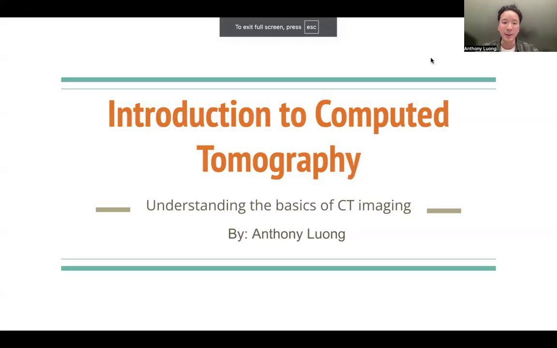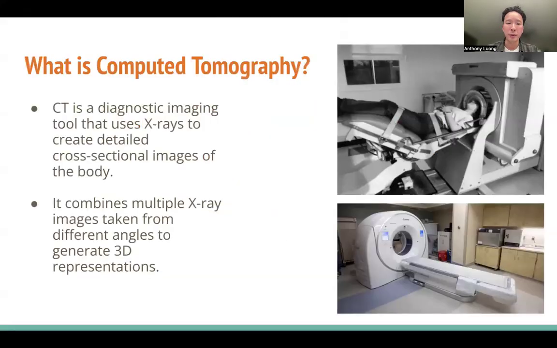My name is Anthony Lung, and today I'll be teaching you about computed tomography and the basics of what CT imaging is all about. So, to start off, what is CT? CT is basically a diagnostic imaging tool that uses X-rays to create detailed cross-sectional images of the body. It also combines multiple X-ray images taken from different angles to generate 3D representations.